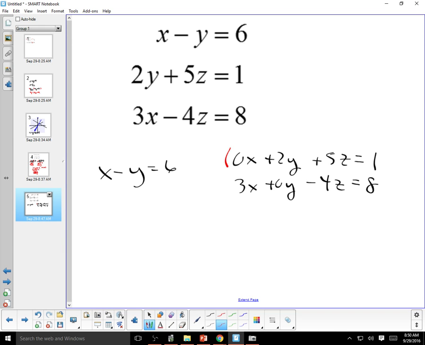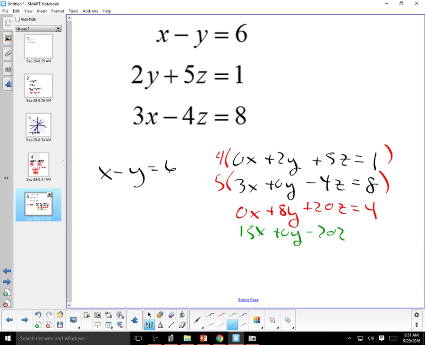I'm going to have to multiply the top by what? 4. And the bottom by 5. So that's 0x plus 8y plus 20z is equal to 4. Looking at the bottom equation, that is 15x plus 0y minus 20z is equal to 40. I'll pause there. Fix my 20.